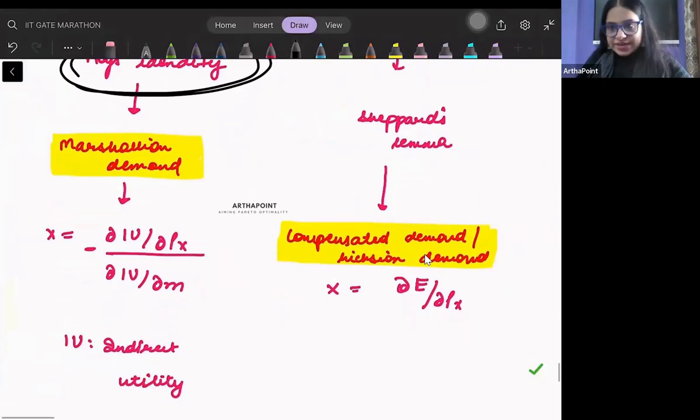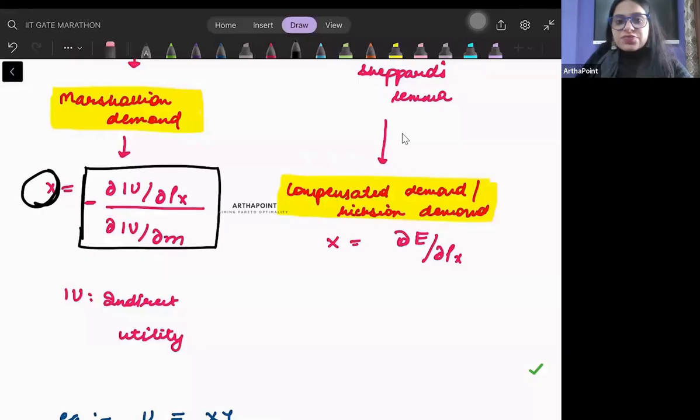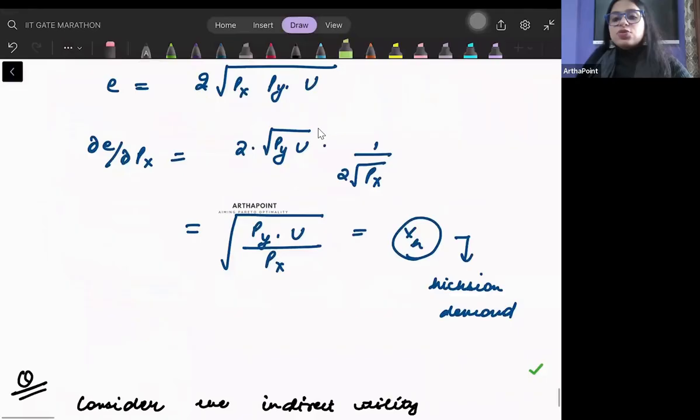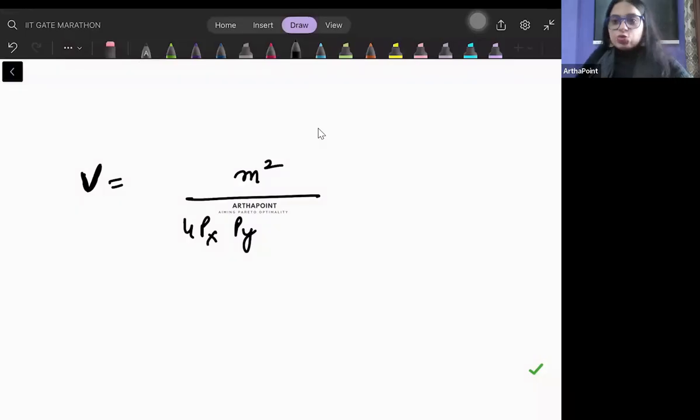And what Roy's identity says is that you can get back your x star by following this formula. And what is this formula saying? This formula says that x is equal to del iu by del px upon del iu by del m with a minus sign. So how is this useful in exam? Suppose in exam, आपको एक indirect utility function दे दिया गया. That m square by 4 px py. Consider this as your indirect utility function. और यहाँ से उन्होंने बोल दिया calculate x star.